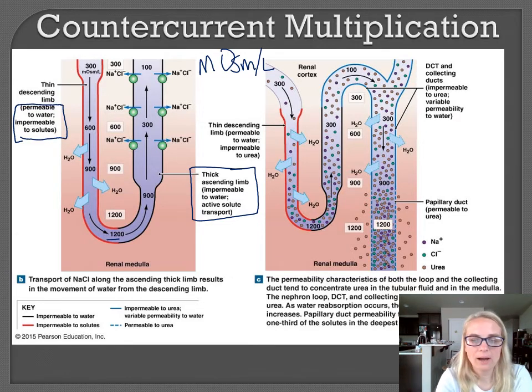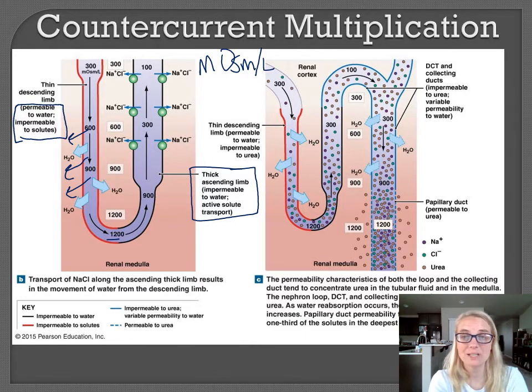So let's take a look at what happens. This is our countercurrent multiplication. As the tubular fluid comes into the thin descending limb, it's permeable to water but impermeable to solutes. So if we take a look at the osmotic differences, as we go down, the water is going to be drawn out of the tube because it's permeable to water and it's trying to go to that more hypertonic environment outside of it. As it does that, the solutes cannot move. So the solutes get left behind, but the water gets reabsorbed. It gets moved out of the tube.